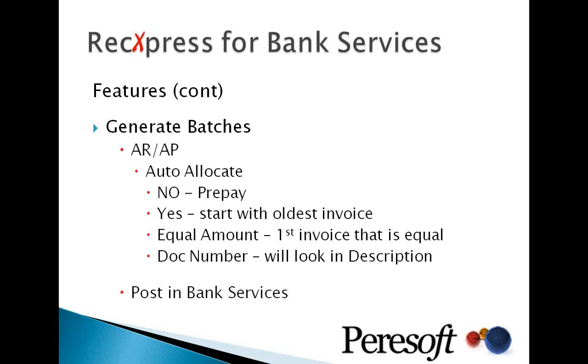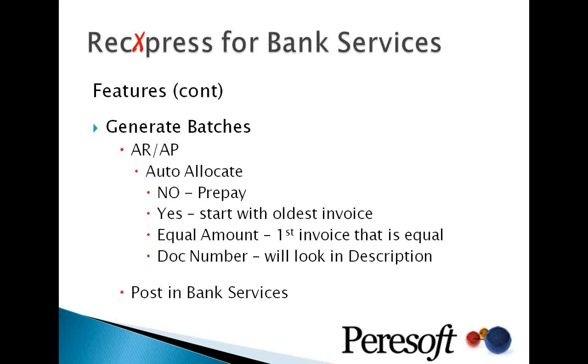And as I mentioned, you can then generate batches. First you would generate a batch for any unmatched entries. Then you can create an adjustment batch for those variance amounts. You can then generate batches for accounts receivable as well as accounts payable. And when you go to generate those batches, as you set up the rules in the template, you can choose how you would like to allocate those payments.